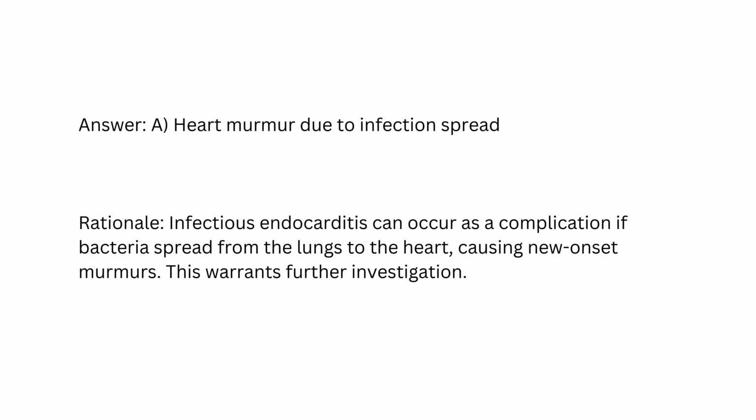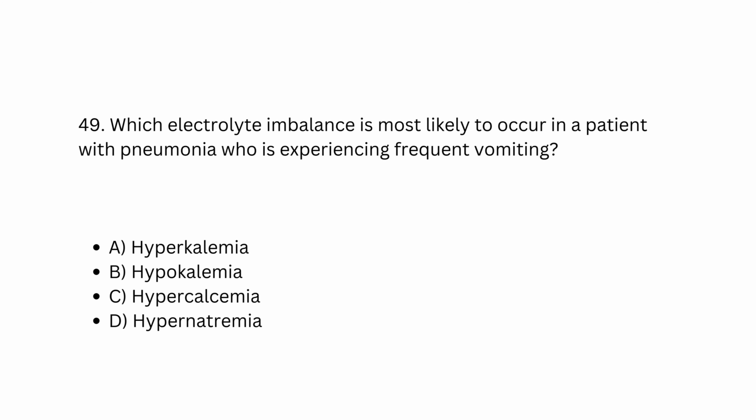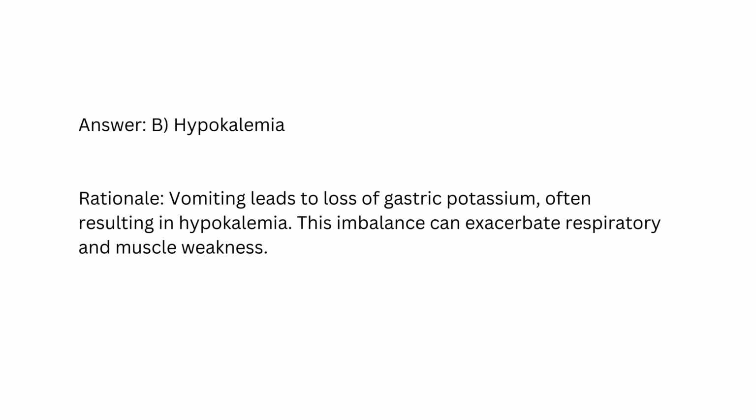Rationale. Infectious endocarditis can occur as a complication if bacteria spread from the lungs to the heart, causing new-onset murmurs. This warrants further investigation. 49. Which electrolyte imbalance is most likely to occur in a patient with pneumonia who is experiencing frequent vomiting? A. Hyperkalemia. B. Hypokalemia. C. Hypercalcemia. D. Hypernatremia. Answer. B.